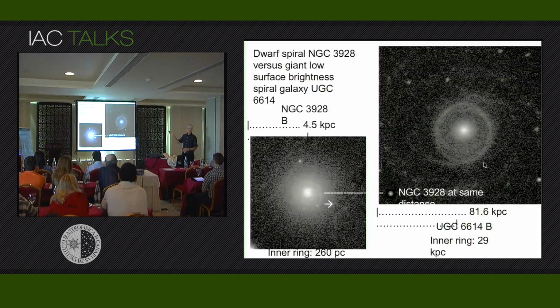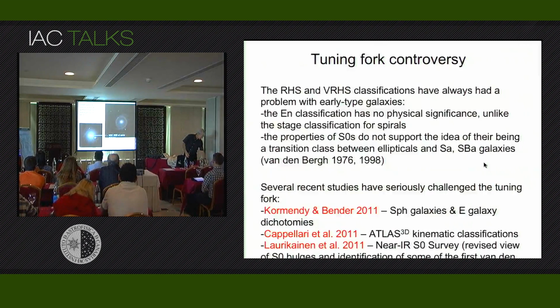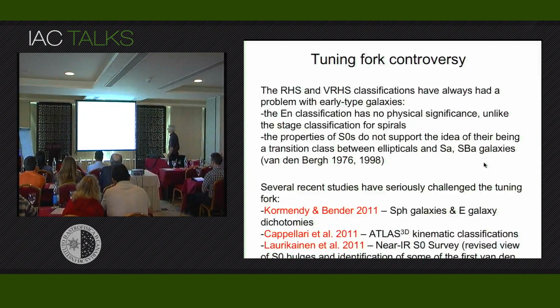UGC 6614 is an example of a giant low surface brightness galaxy. And NGC 3928 is an example of a dwarf SB spiral. And it actually shows there is a huge range in spiral galaxies alone. People believe that these giant low surface brightness galaxies have had low surface density of hydrogen that keeps star formation at a low level out in those huge disks. But this is just an interesting comparison between two spirals.